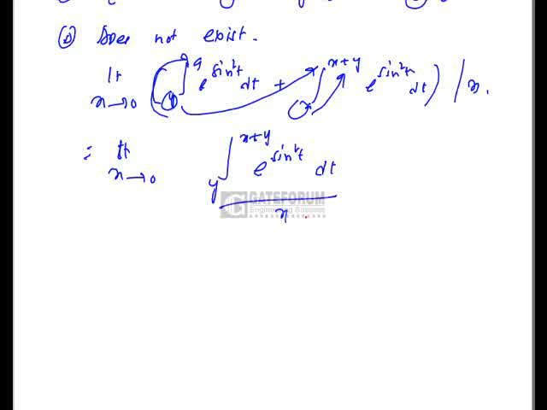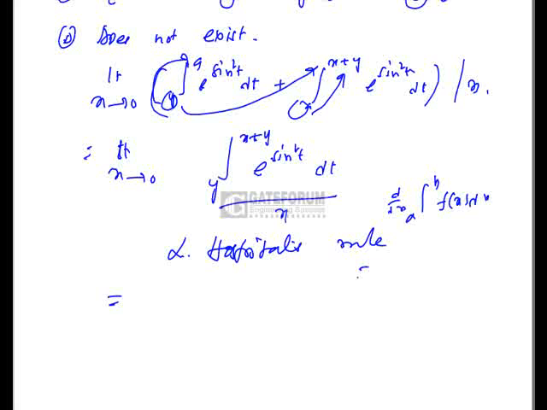Now in order to find the limit of this expression, I'll use L'Hospital's rule. So we'll differentiate the numerator and denominator separately. Differentiation of the integral from a to b of f of x dx is nothing but f of b into b dash minus f of a into a dash. So here b is nothing but x plus y, a is nothing but y.